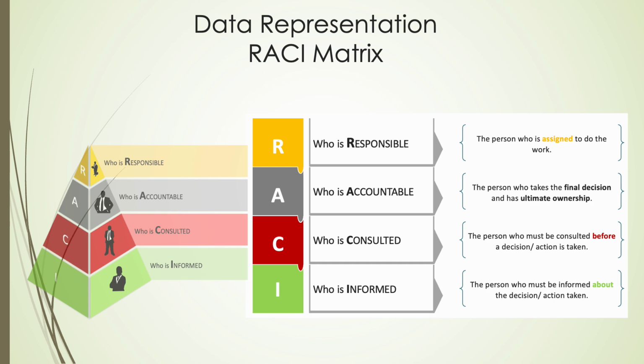The RACI matrix is an indispensable governance tool that assigns and clarifies roles for every task, deliverable, or decision within a project, ensuring absolute accountability and eliminating ambiguity. It categorizes involvement into 4 distinct roles: responsible, the individual performing the work; accountable, the sole authority with ownership and veto power; consulted, those providing expert input; and informed, stakeholders who receive updates but do not contribute directly.